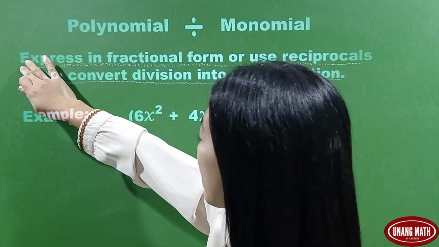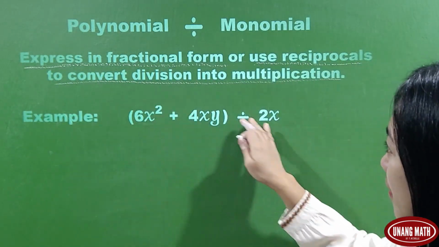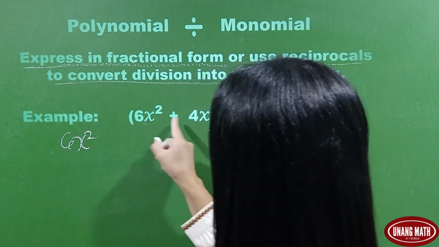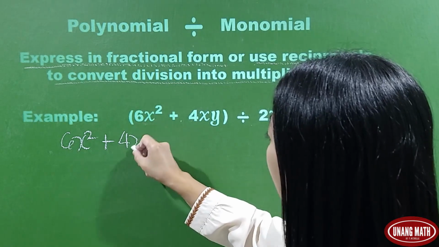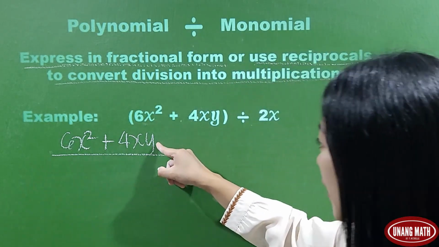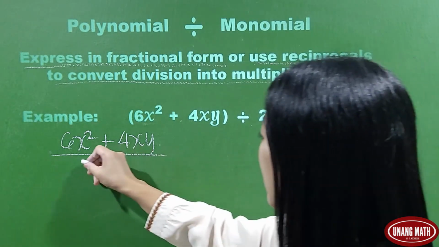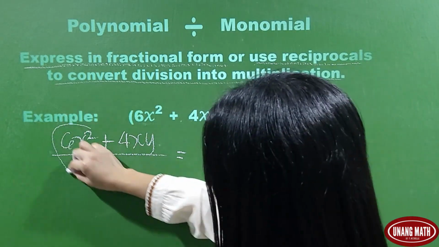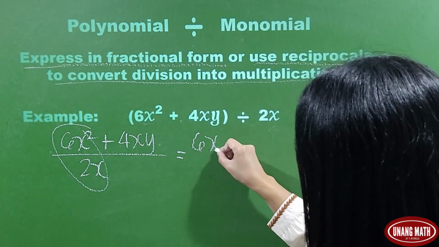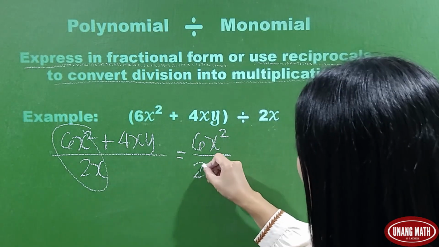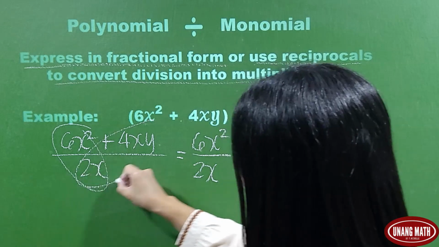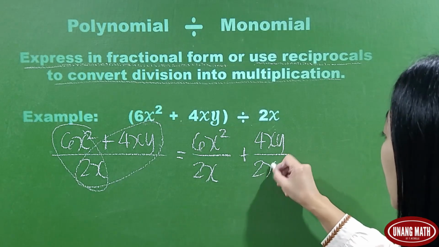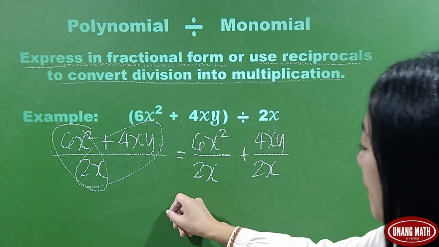Okay, let's use this first way. We will express this given in fractional form. It means that 6x squared plus 4xy is our numerator and our denominator is 2x. Now, this is just the same as writing 6x squared over 2x plus 4xy over 2x. Okay, let's simplify.